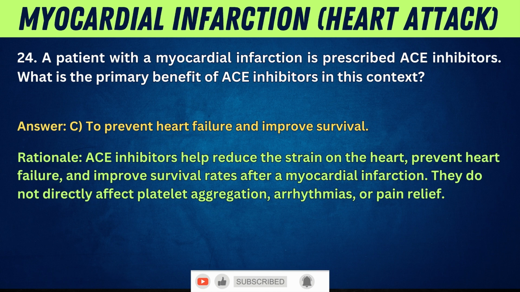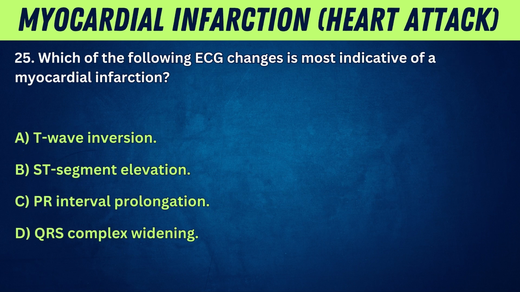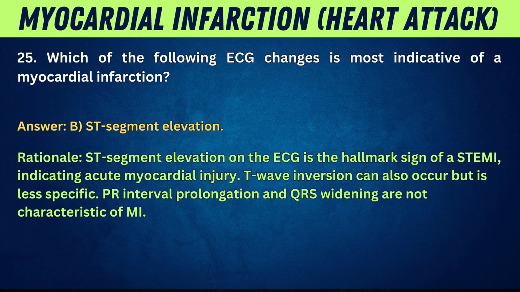Rationale: ACE inhibitors help reduce the strain on the heart, prevent heart failure, and improve survival rates after a myocardial infarction. They do not directly affect platelet aggregation, arrhythmias, or pain relief. 25. Which of the following ECG changes is most indicative of a myocardial infarction? A. T-wave inversion. B. ST segment elevation. C. PR interval prolongation. D. QRS complex widening. Answer: B.